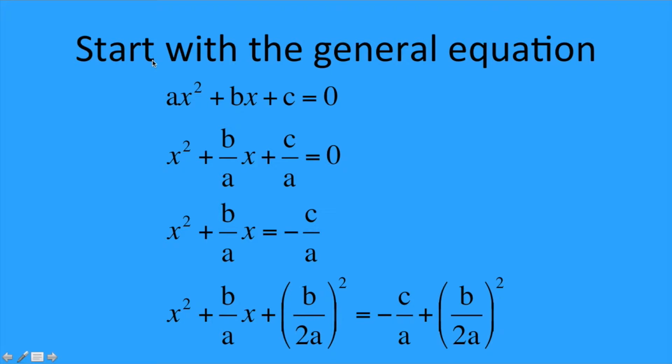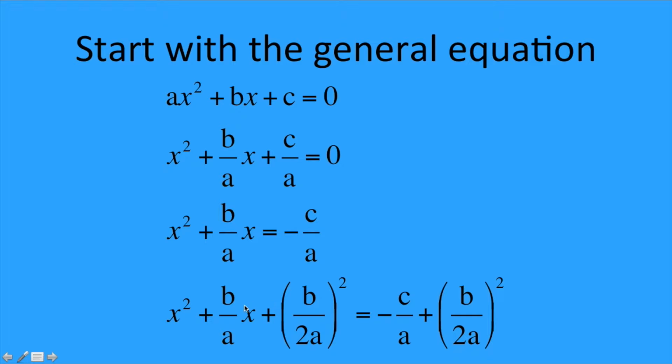And so what you're going to do is divide both sides by a, because in order to complete the square you need x squared with a coefficient of 1. So you get x squared plus b over a times x plus c over a equals 0. And you're going to subtract c over a from both sides.